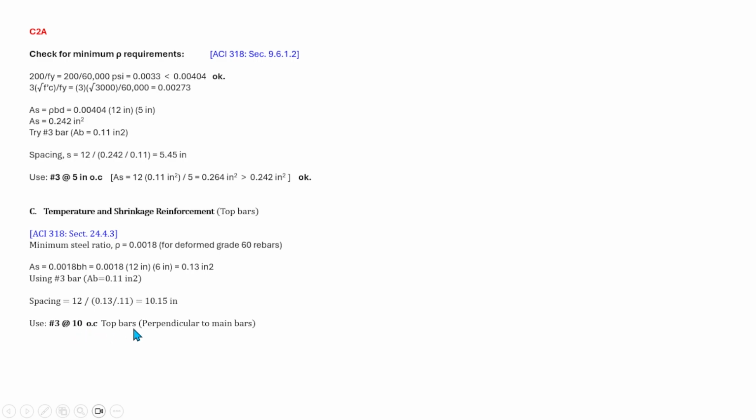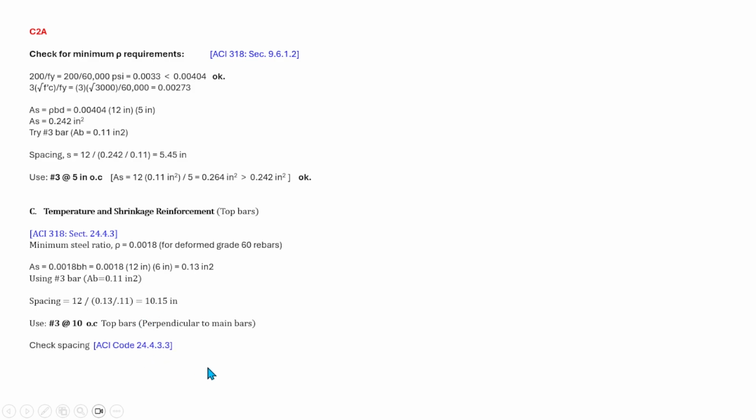that is top bars. No, that is not top bars. That is perpendicular to main bars. So our main bars actually is bottom bars. This is supposed to be bottom bars, and that is perpendicular to the main bars.